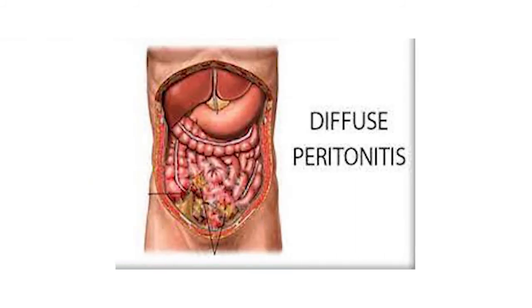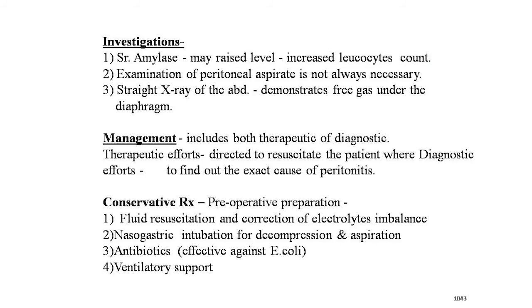Dear students, here is a good picture of diffuse peritonitis. You can watch. Now the investigations. Serum amylase may rise, and leukocyte count increases. Examination of peritoneal aspirate is not always necessary. Straight X-ray of the abdomen demonstrates free gas under the diaphragm if there is a visceral puncture or perforation.